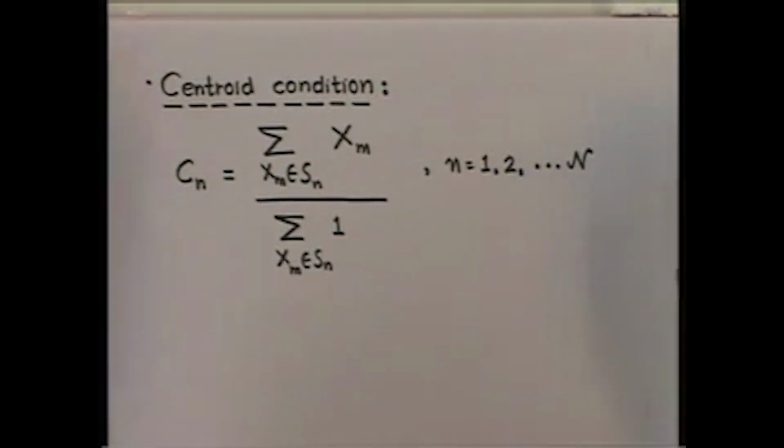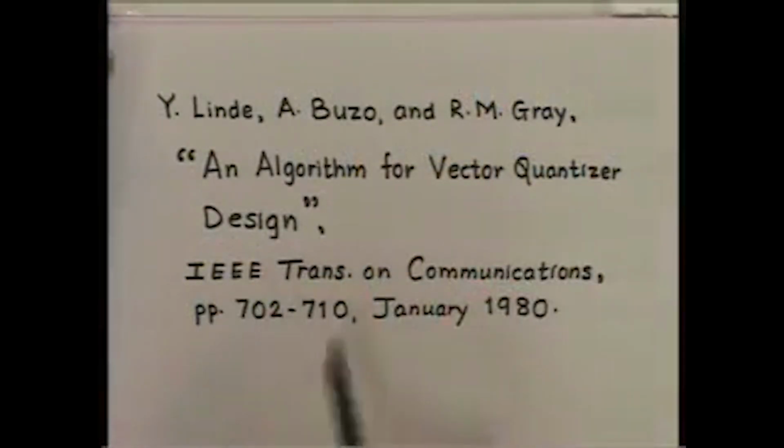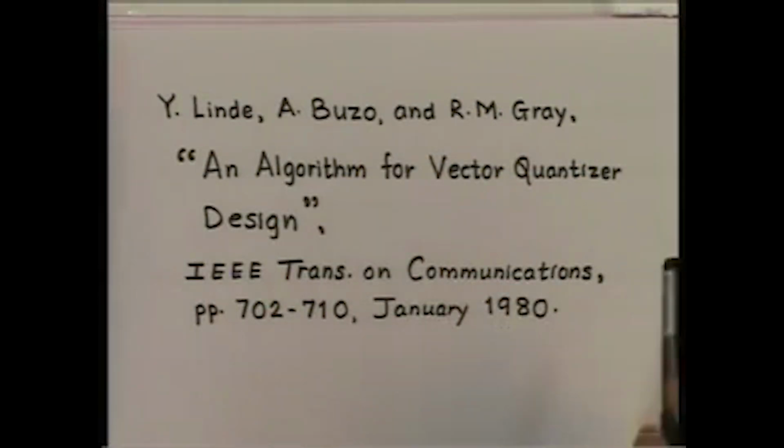Now, having discussed the mathematical formulation of the vector quantization design problem, let us look at an algorithm which provides a solution to this problem. And the most popular algorithm is the one given by Linde, Buzo and Gray. This algorithm appeared in IEEE Transactions on Communications in January 1980.